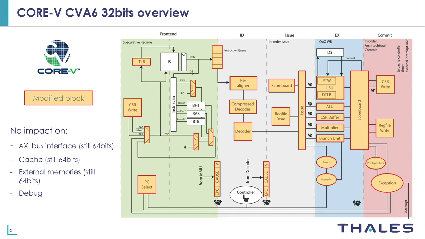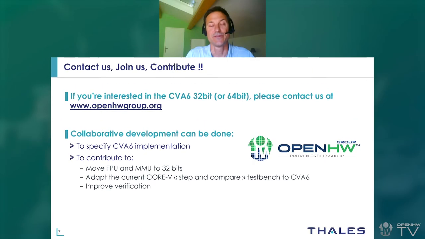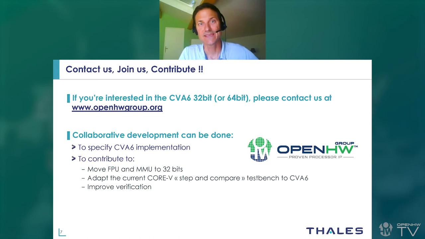As you can see, only the blocks belonging to the core are modified, and the interface to the external world is not impacted. For instance, AXI bus interface, cache, external memories or debug are still in 64 bits. If you are interested in using CVA6, 32-bit or 64-bit, please contact us.